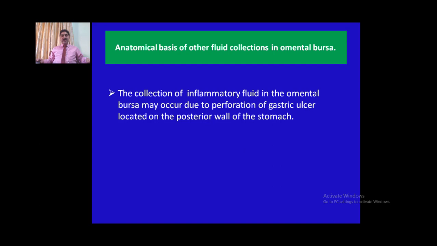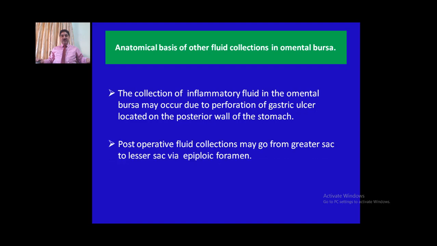cystogastrostomy. Anatomical basis: the collection of inflammatory fluid in the omental bursa may occur due to the perforation of gastric ulcer located on the posterior wall of the stomach. Post-operative fluid collections may also go from greater sac into lesser sac through epiploic foramen. Anterior wall perforations rupture into the greater sac, not in the lesser sac.